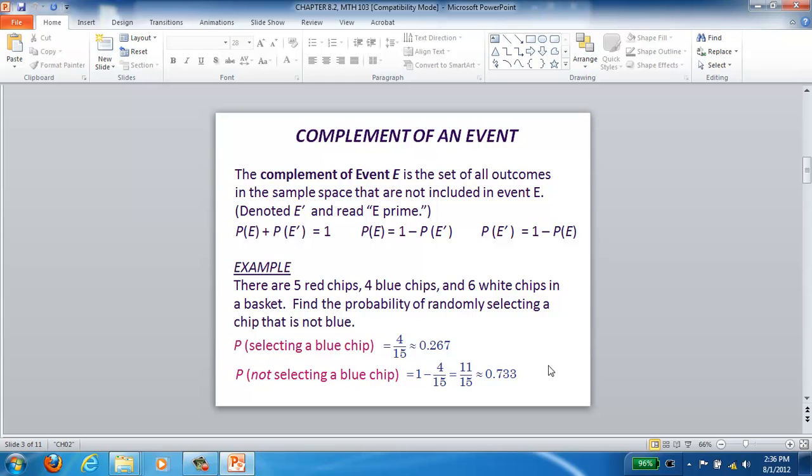And this is the second example. We have 5 red chips, 4 blue and 6 white. What is the probability that the chip is not blue? So if it's not blue, it has to be white or red. So 6 plus 5, 11. 11 over 15 is going to be the probability, or 0.733.